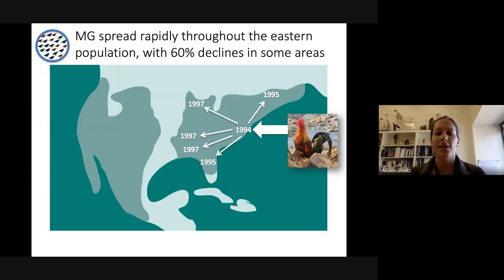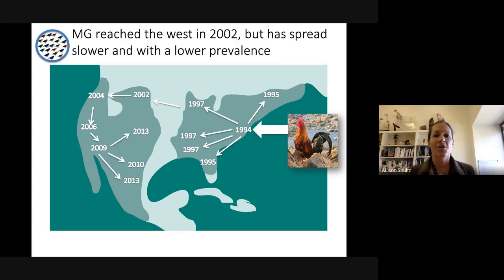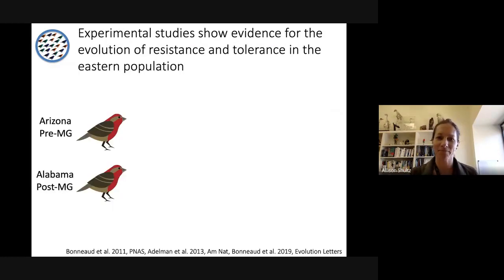Within 2 to 3 years, it traveled throughout the entire eastern population, and we saw 60% declines in some areas, so major population impacts. Just to put that in perspective with coronavirus, here we're seeing like 1% death and 60%. That is pretty crazy. It took about 10 years to get to the western population, which is the native population, and there it spread slower with a lower prevalence, but it's really picked up steam, especially lately. Just using iNaturalist, I've seen quite a few cases even this year, which is bad for house finches, but exciting for other reasons.